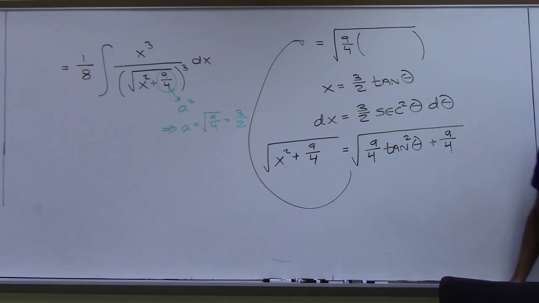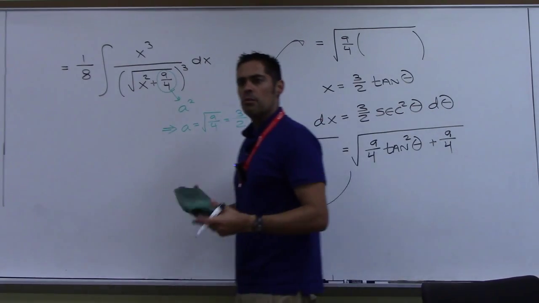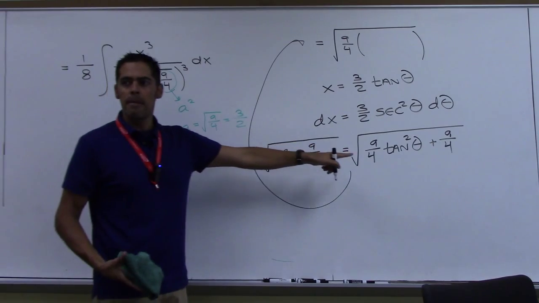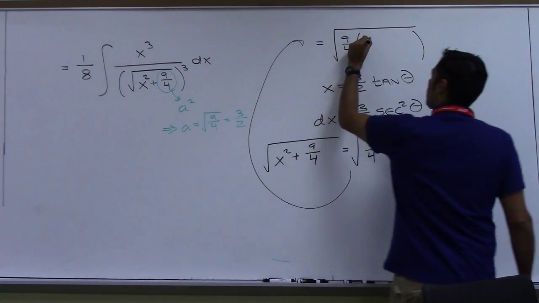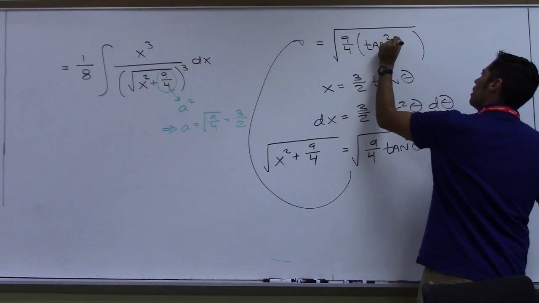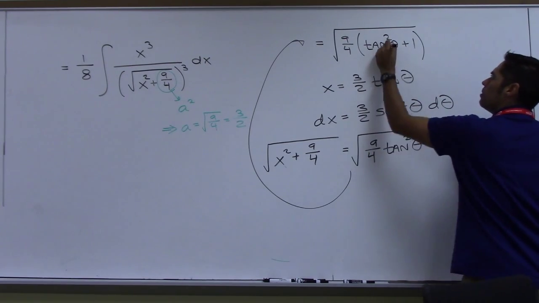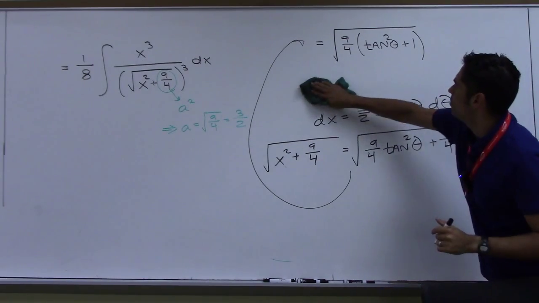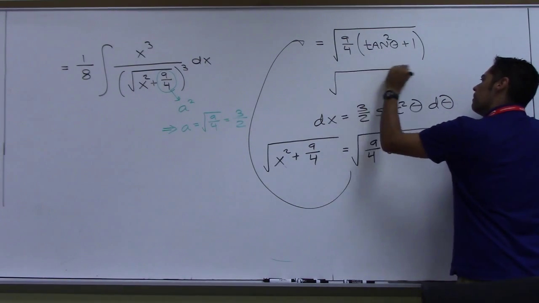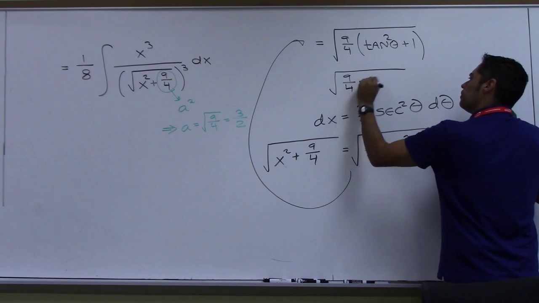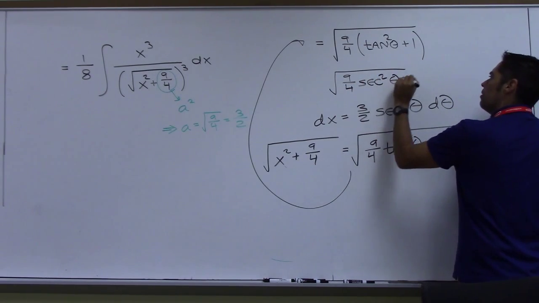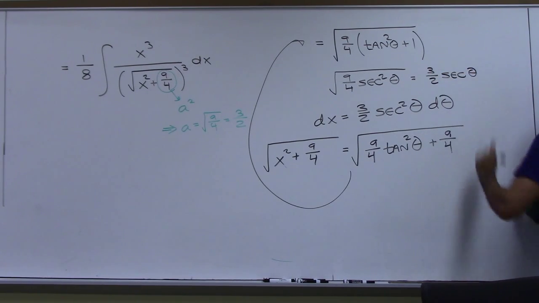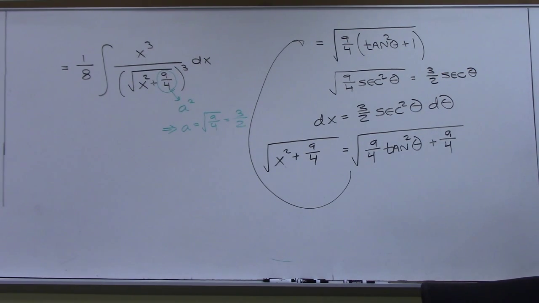Who answered over there? Karen, were you the last one? Should be tan squared theta plus 1, which turns into what? Secant squared theta. So factoring out the 9/4, we get tan squared theta plus 1. That turns into secant squared theta, which turns into 3 halves secant theta. Good. So we're there.